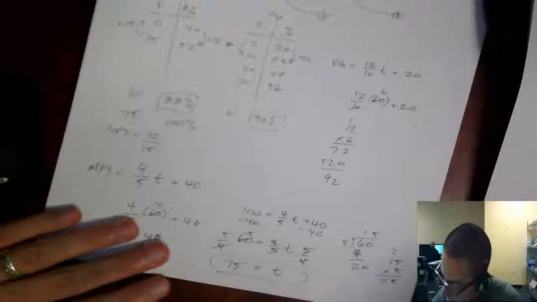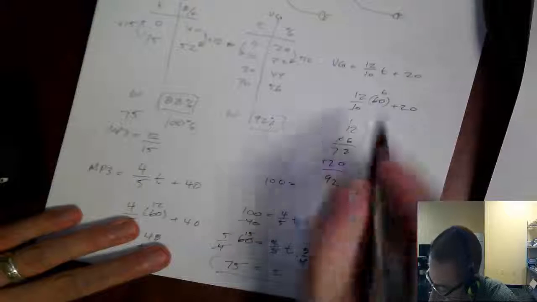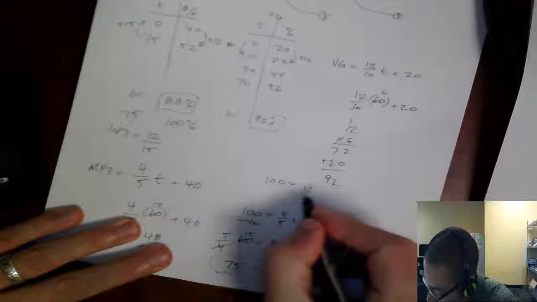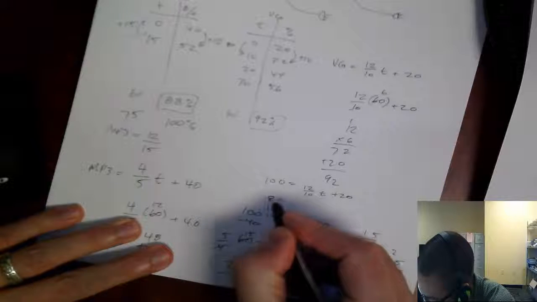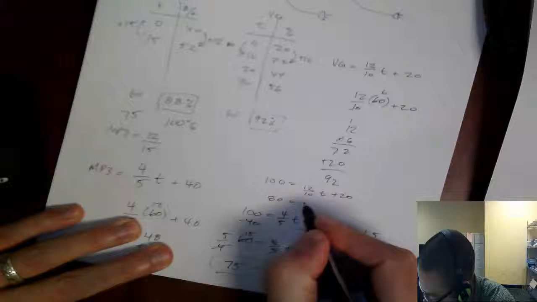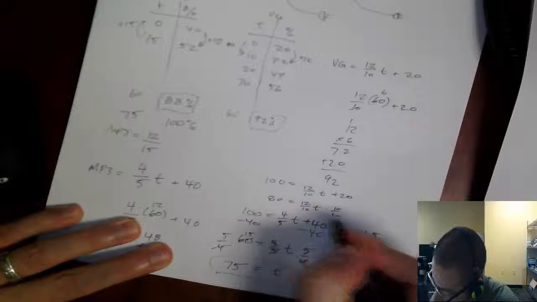And for my video game player, let's see, I would set up another equation. How about 100 equals 12 tenths t plus 20. Subtract 20 from both sides to get 80 equals 12 tenths t, and multiply both sides by 10 twelfths to make that a 1.